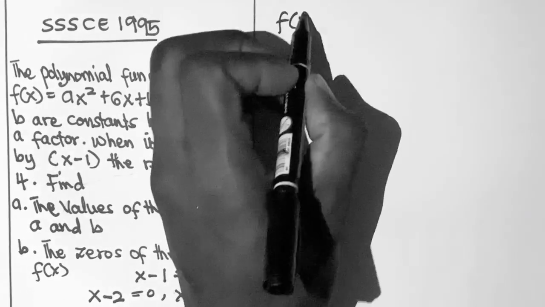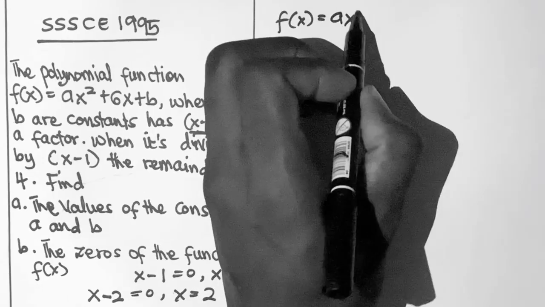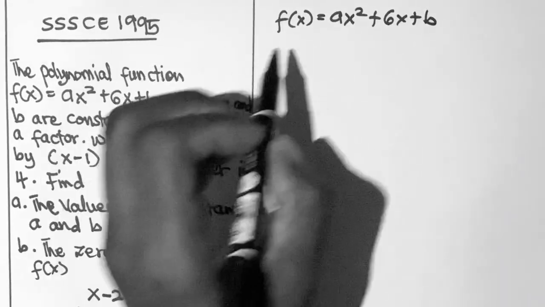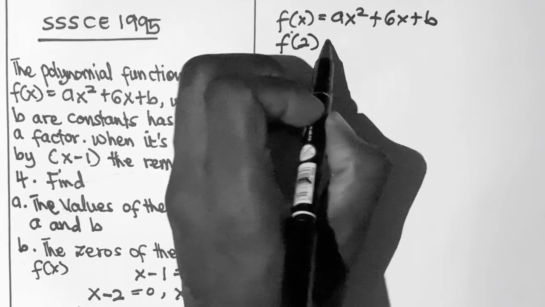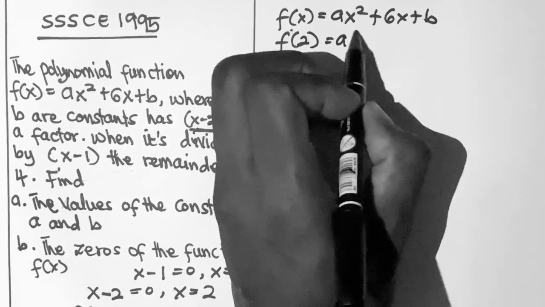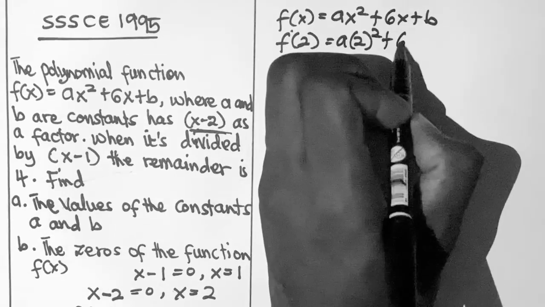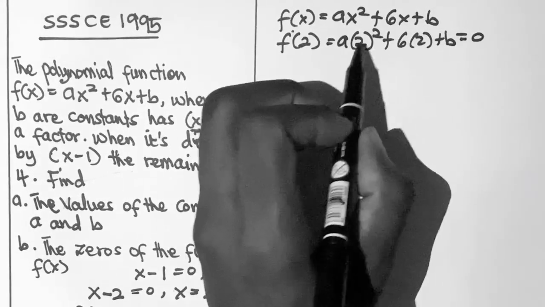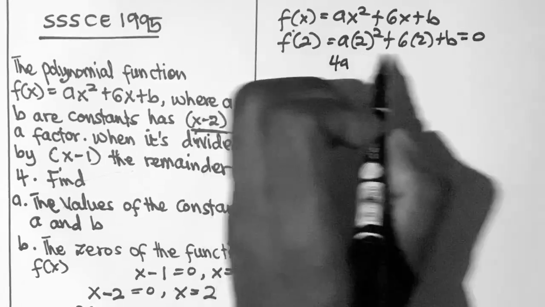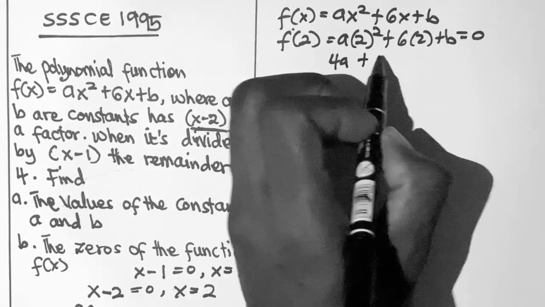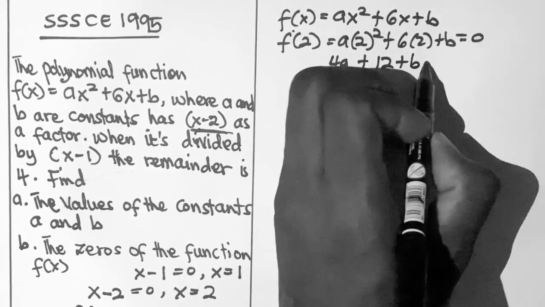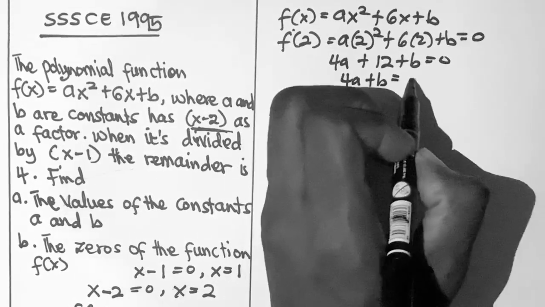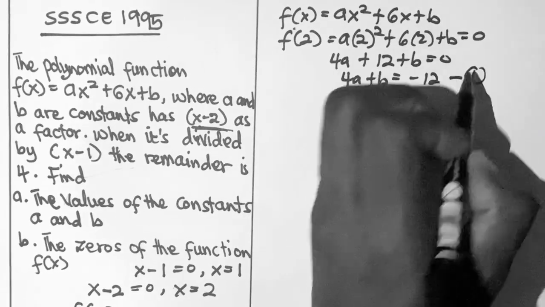So f of x is equal to ax squared plus 6x plus b. So f of 2 is equal to, wherever we see x, put 2. A times 2 squared plus 6 times 2 plus b. And that's equal to 0. So 2 squared is 4. So we have 4a. Then 2 times 6 is 12, plus 12. Then plus b equals 0. So this implies that 4a plus b is equal to minus 12. So this is our equation 1.